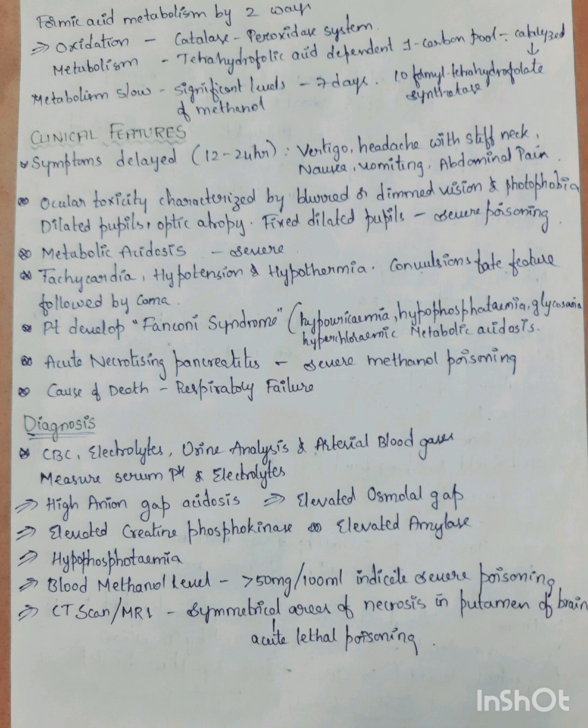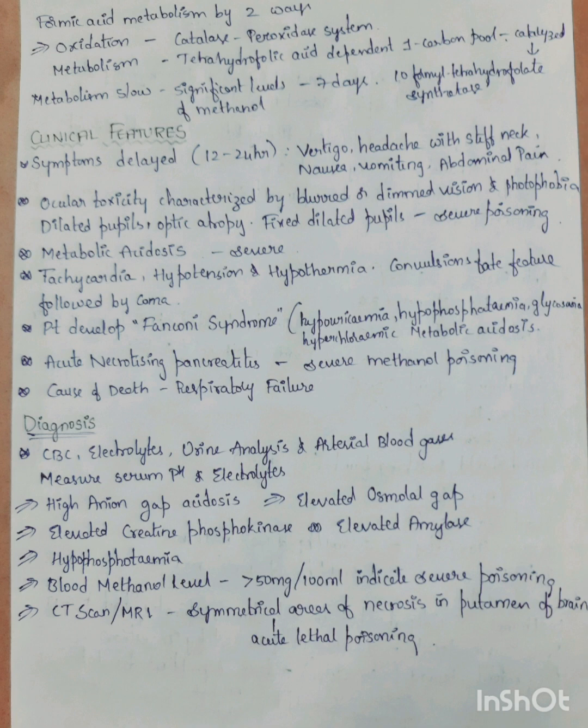Patients also develop Fanconi syndrome. Fanconi syndrome is a renal tubule disorder in which the substances to be absorbed are excreted in urine, and this results in hypouricemia, hypophosphatemia, glycosuria, hyperchloremic metabolic acidosis, etc. In severe methanol poisoning, acute necrotizing pancreatitis is also seen. And finally, the death is due to respiratory failure.